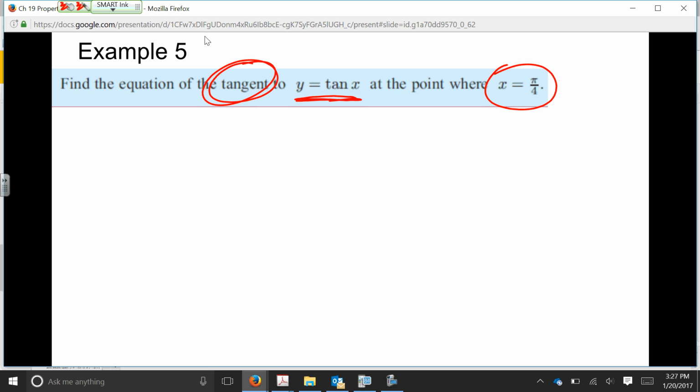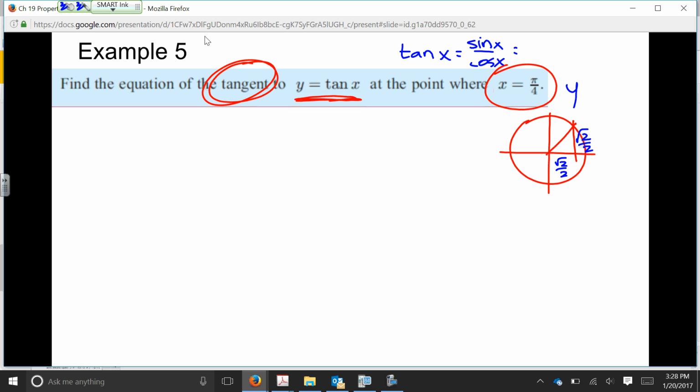Well, if x equals pi over 4, let's go ahead and start out with that for a second. Here we are at pi over 4. We know that we have rad 2 over 2 for the vertical component, rad 2 over 2 for the horizontal component, and we know that tangent is going to be the same as the sine over the cosine. So it's rad 2 over 2 over rad 2 over 2. That's going to give us a y value of 1. Now that we have that, we can start to do some more work here.